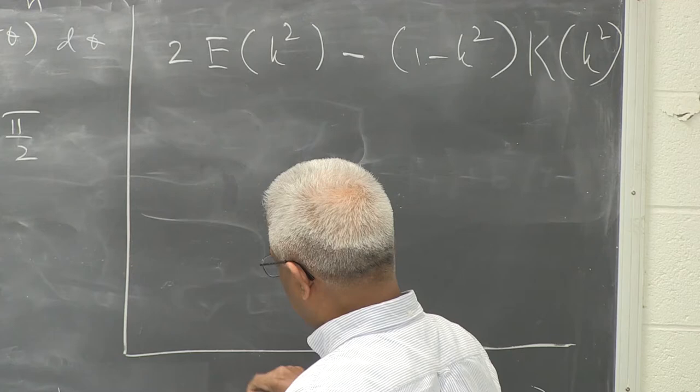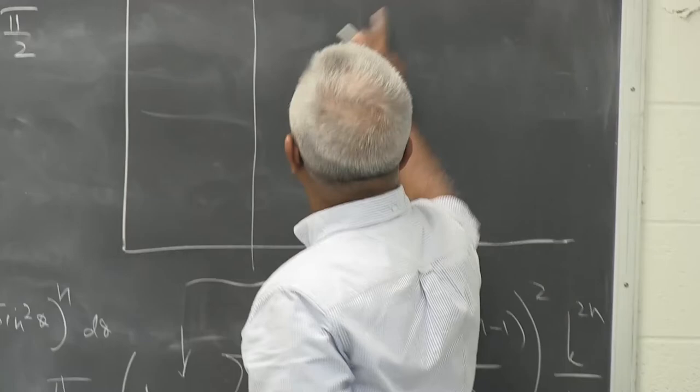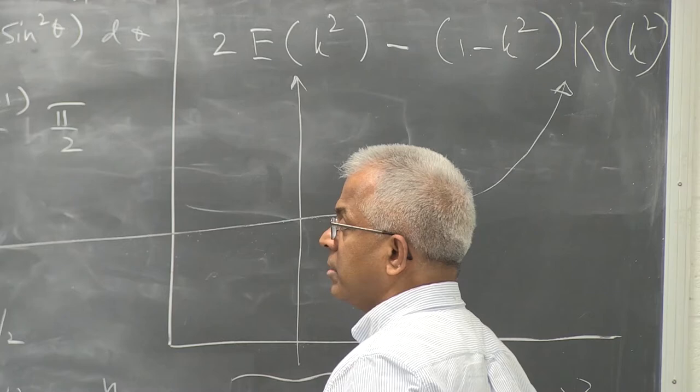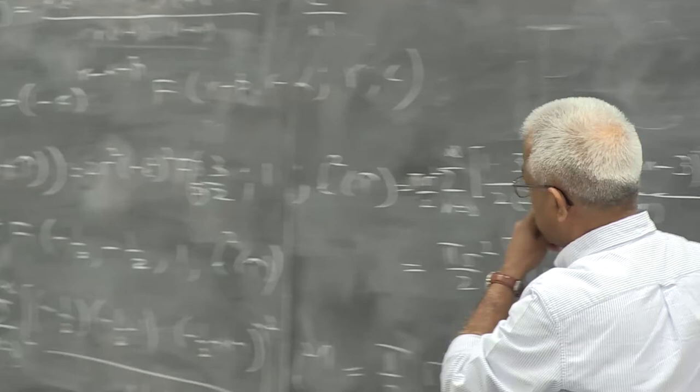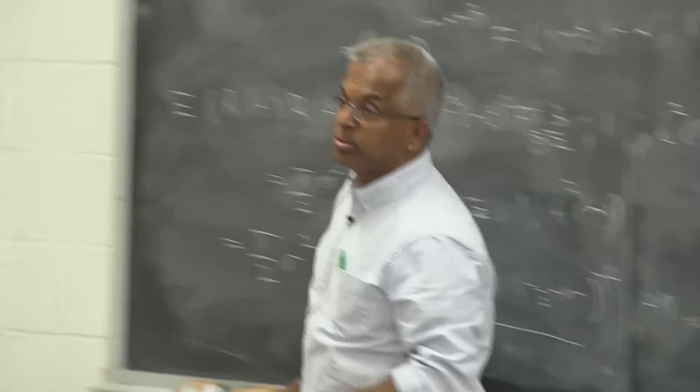So notice that for the elliptic integral of the second kind, this whole expression is going to come here. And for the elliptic integral of the first kind, we are going to take this expression and plug it in here. Then I'm going to show that what we get is this term, which would be the correlation between the two random variables.